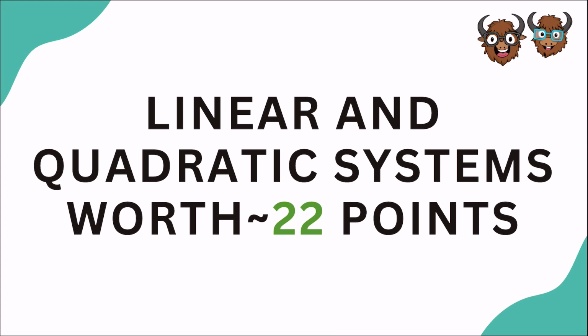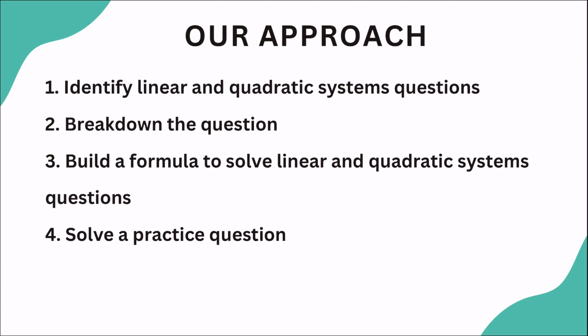Today we're going to be going over linear and quadratic systems. Now these are worth about 22 points on your average SAT, so a great concept to know. Our approach on these is going to be to identify linear and quadratic systems questions. We're going to break down the question. We're going to build a formula to solve them. And lastly, we're going to solve a practice question together.